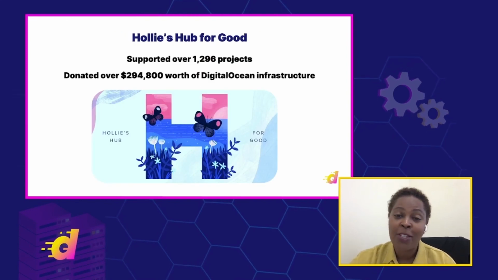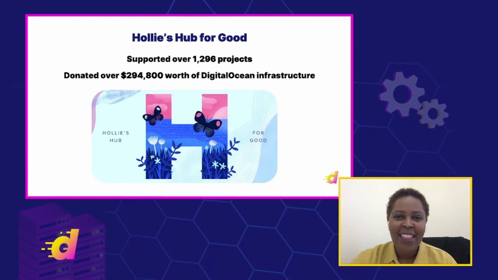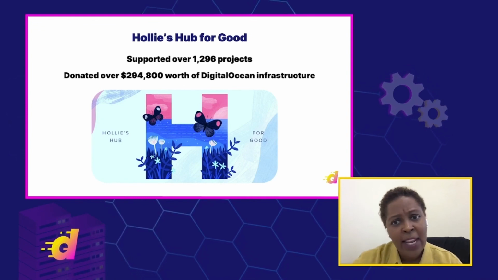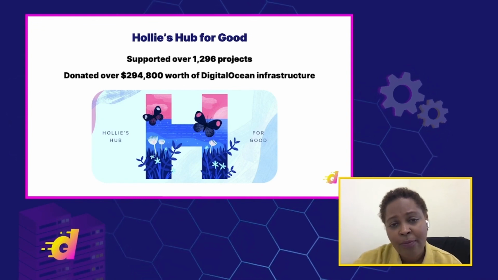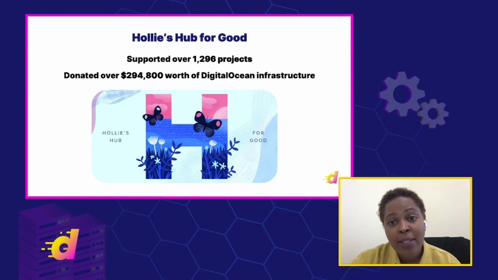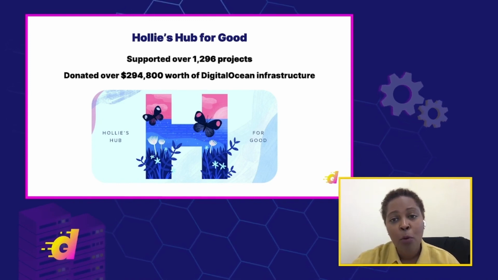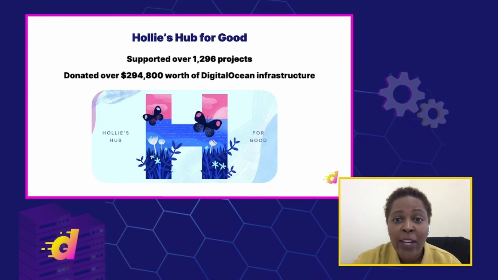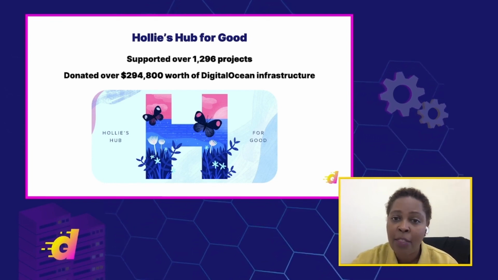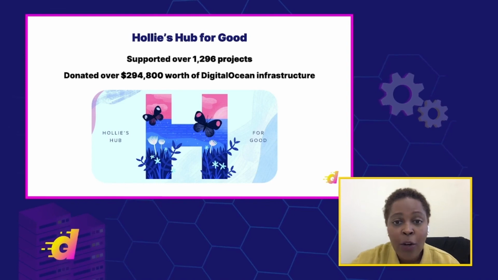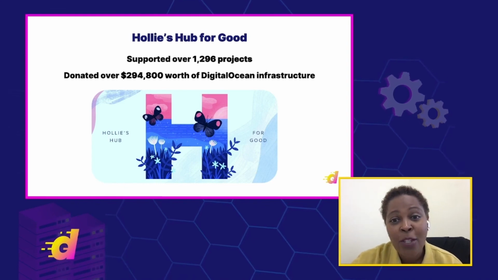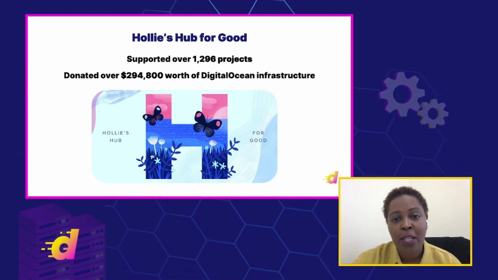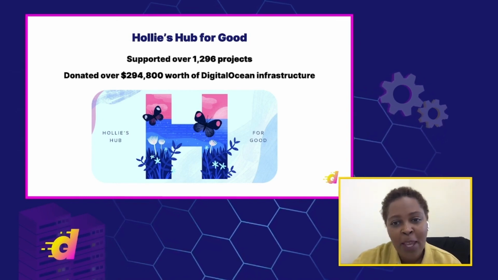Luckily, I don't have to start my work from scratch. There is an incredible breadth of work already underway at DO. In 2020, in response to the pandemic, we launched Hollie's Hub for Good as a way to donate a portion of our infrastructure to organizations looking to make a difference in their communities. In early 2021, we announced our commitment to join the Pledge 1% movement as part of our IPO.